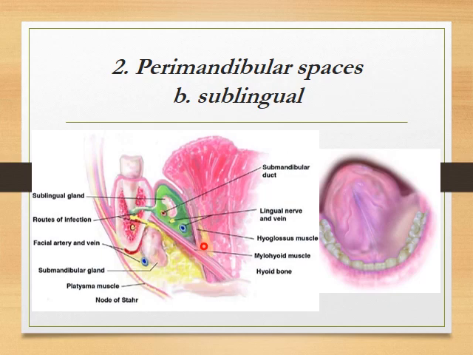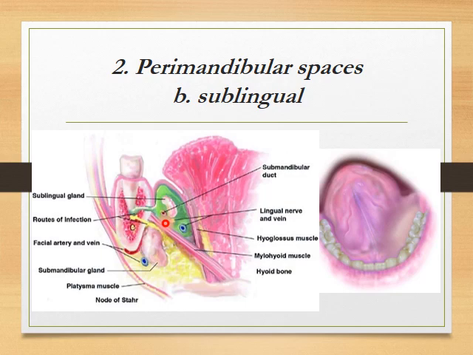The posterior border of the sublingual space is open, so it freely communicates with the submandibular space. Its content is the submandibular duct, the sublingual salivary gland, the lingual nerve and lingual vein, and part of the submandibular salivary gland.